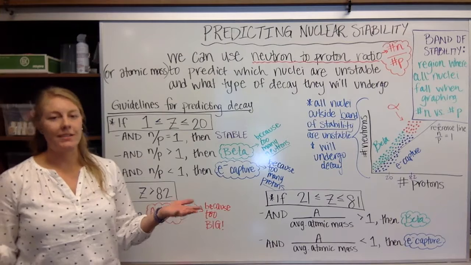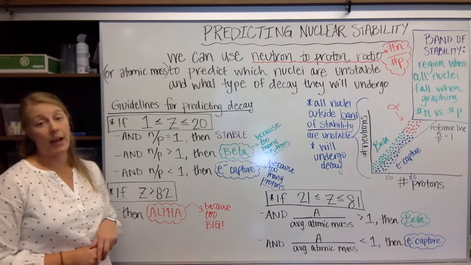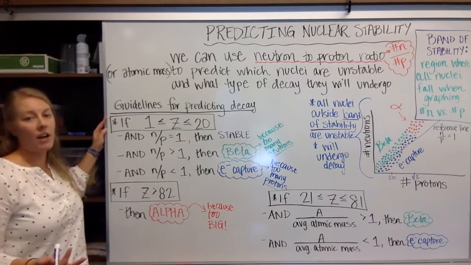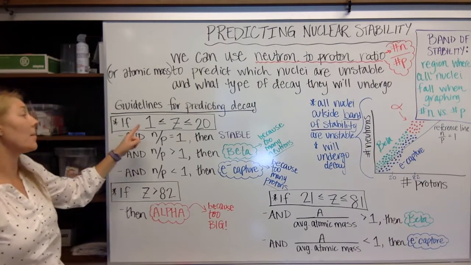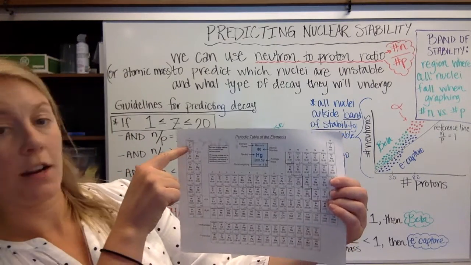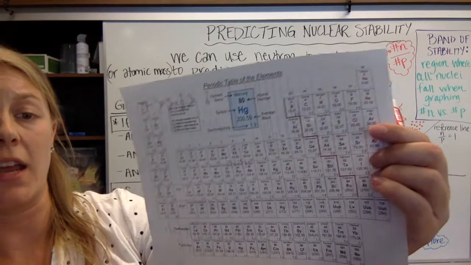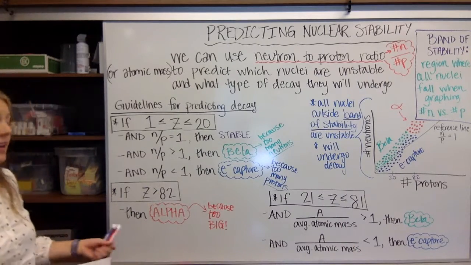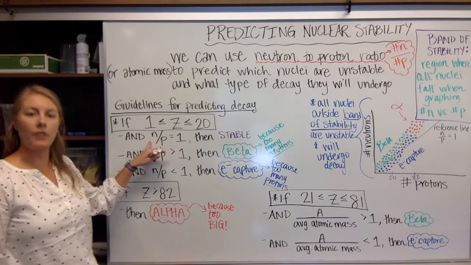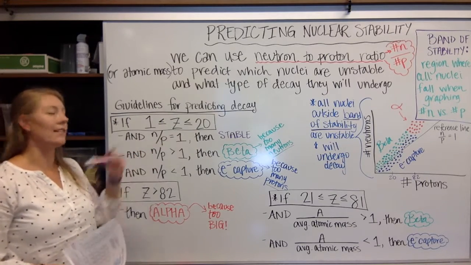So let's look at how to predict. We're applying a mathematical process here to figure out what kind of decay isotopes or nuclei will undergo. So here are our guidelines. The first thing we want to look at is, what is our proton number? If our proton number is between 1 and 20, so if you look at the periodic table, element 1 is hydrogen, element 20 is calcium. So you have protons between 1 and 20, hydrogen to calcium, then this is what you're going to do. You're going to calculate number of neutrons over number of protons. You're going to actually have to put that into your calculator, divide it out, neutrons over protons, and see what you get.